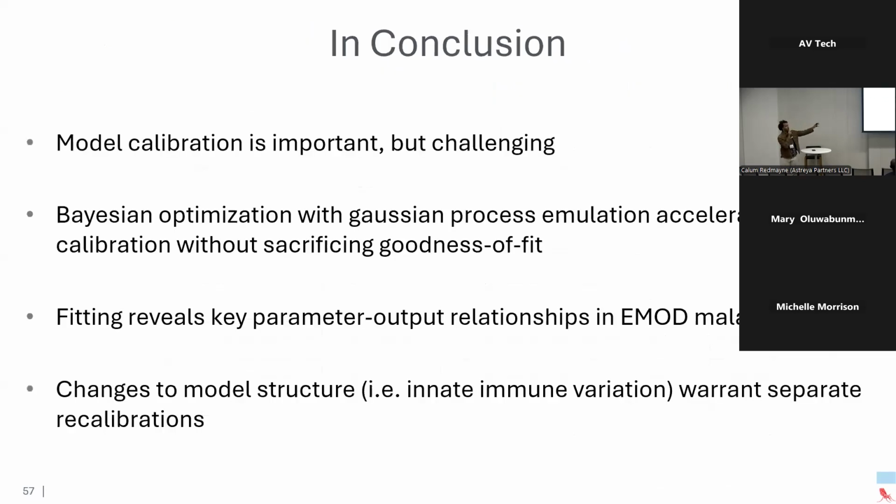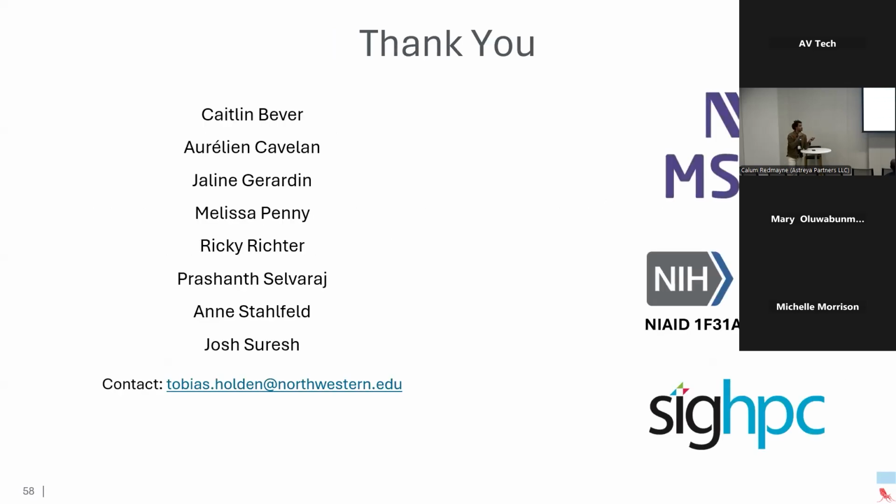In conclusion, calibration is important. It's difficult. This Bayesian optimization framework makes it a little bit more accessible and can accelerate it without necessarily sacrificing your ability to fit any of your target objectives. It can also help you see relationships between parameters and outputs, and really the underlying changes to the model structure, whether that's something like an alternative innate immune model, adding really any change in the model structure you would like to be able to perform a recalibration and just check, has this significantly changed the values that I need to supply for my unknown parameters? So that is, I think, everything.